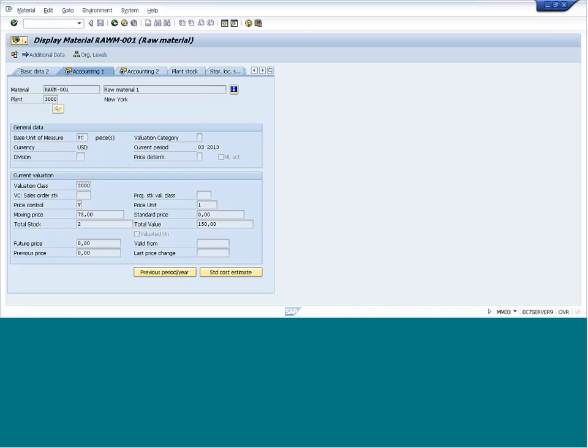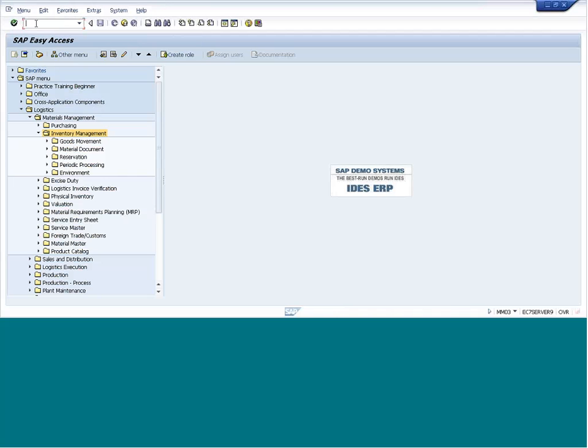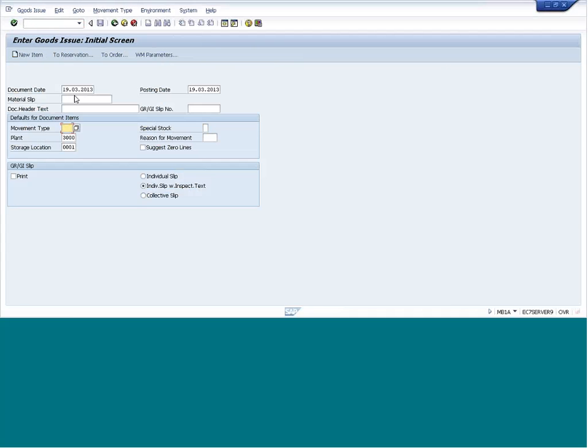So in this case, instead of MB1C, I am going to issue goods. MB1A is the transaction code for the goods issue. So I'm using, let's say, movement type, maybe we'll use 20, what is that, cost center?